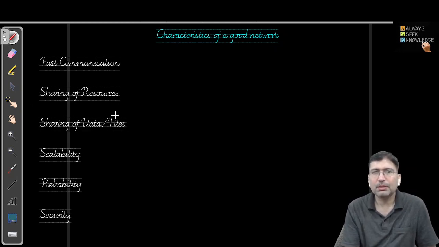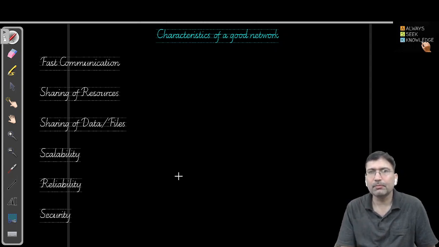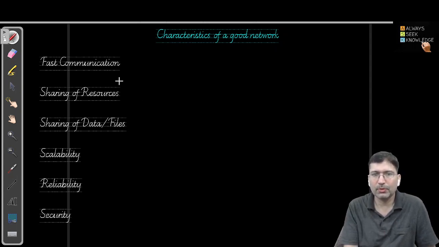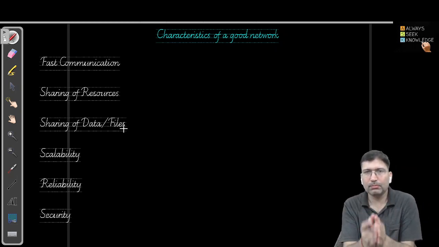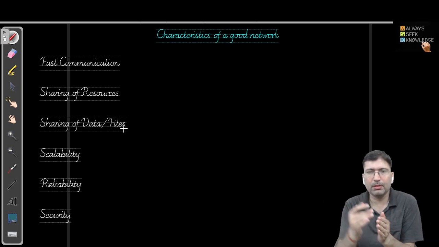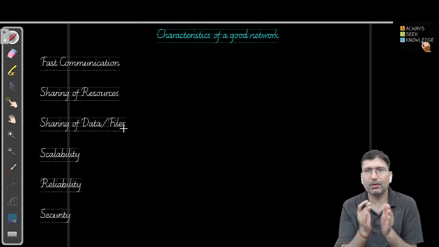Sharing of resources: your network must allow sharing of resources. Let's say one printer is there, and two different devices want to access the same printer in the same network. There has to be a provision, protocol, or mechanism which allows this. Also sharing of data and files. Let's say I have one big file on my laptop and I want to share it with you or a number of people. There has to be a provision so that data or files can be shared.